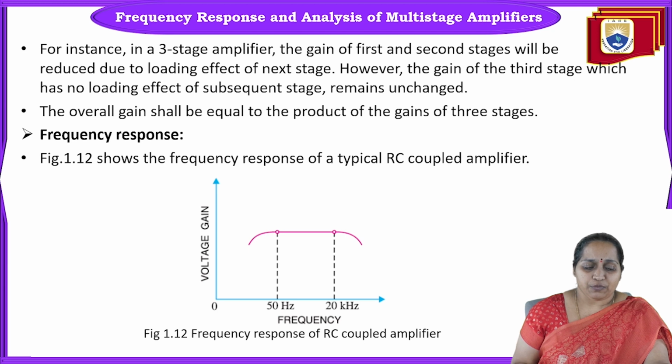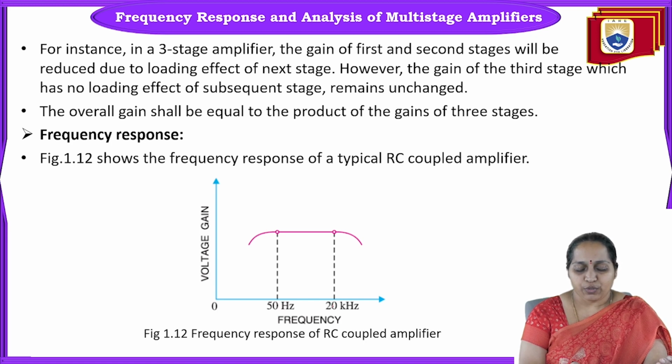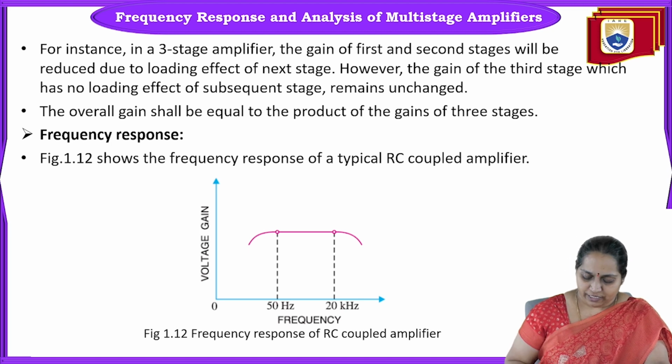Coming to the frequency response, if you look at the frequency response of an RC coupled amplifier, it is of this form. In the lower frequencies, as the frequency increases, the gain slowly rises. Between the audio frequency range, 50 Hz to 20 kilohertz, the gain remains constant. Further, after 20 kilohertz, the gain again drops down. We'll see the reasons why the frequency response is of this kind.